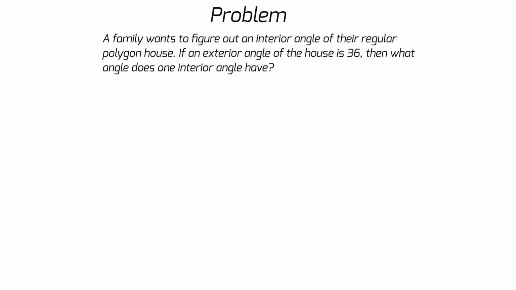Now for a trickier word problem. The word problem states a family wants to figure out an interior angle of their regular polygon house. If an exterior angle of their house is 36 degrees, then what is one interior angle? I'll give you some time to figure this out.